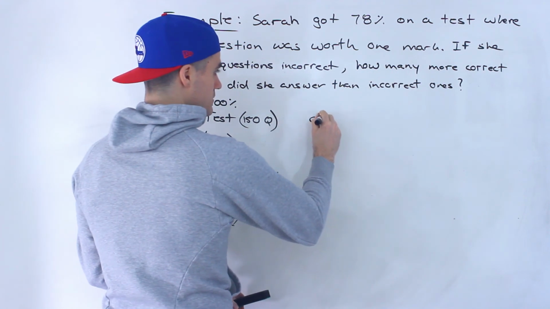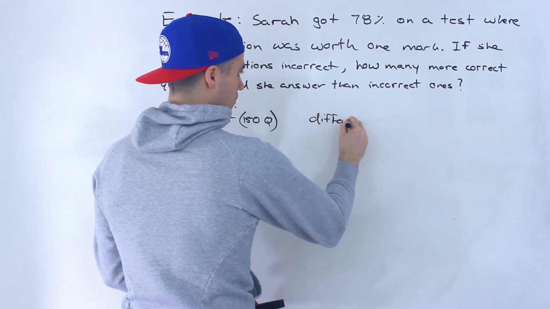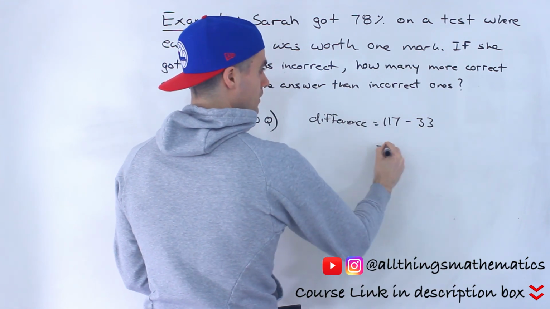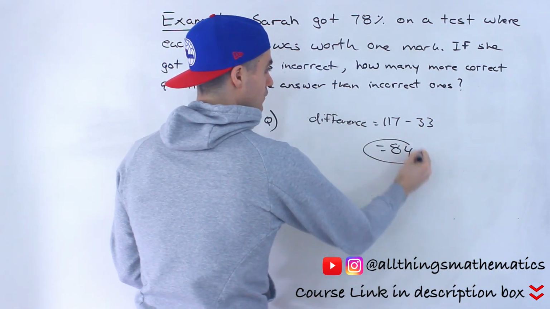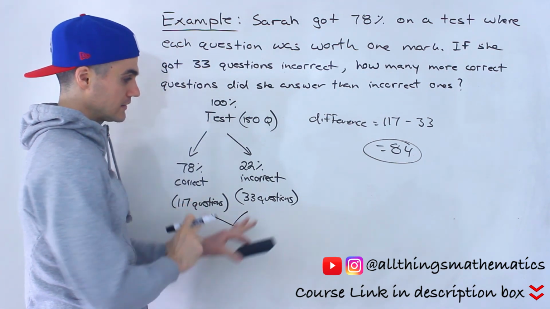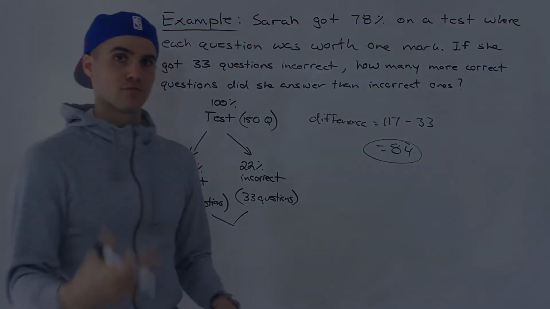So the difference would be 117 minus 33, which would give us 84. So she answered 84 more questions correctly than incorrect questions, and that's the final answer.